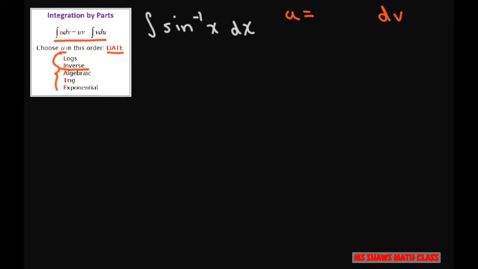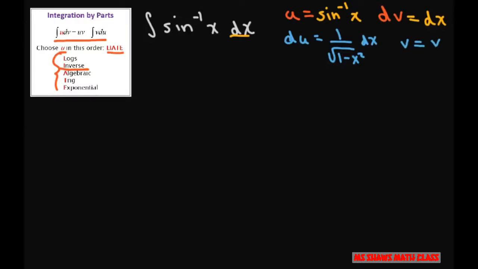So our u is going to be inverse sine of x, and dv is everything else, which all we have is dx here. Then the derivative of u is going to be 1 divided by the square root of 1 minus x squared dx, and the antiderivative of dx is just going to be v, or x, sorry.